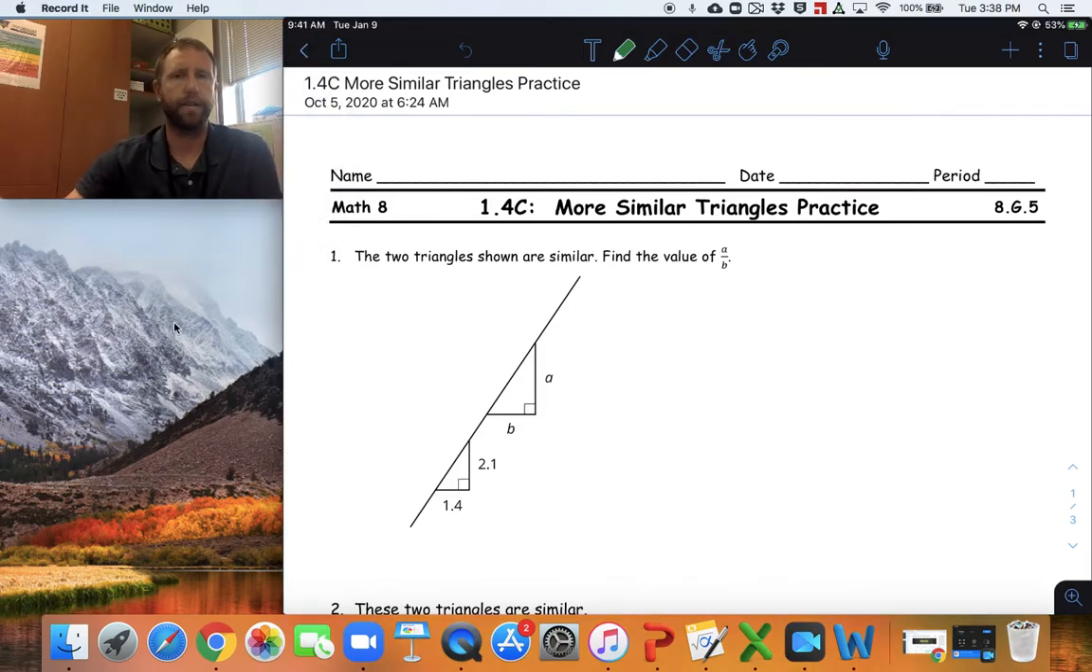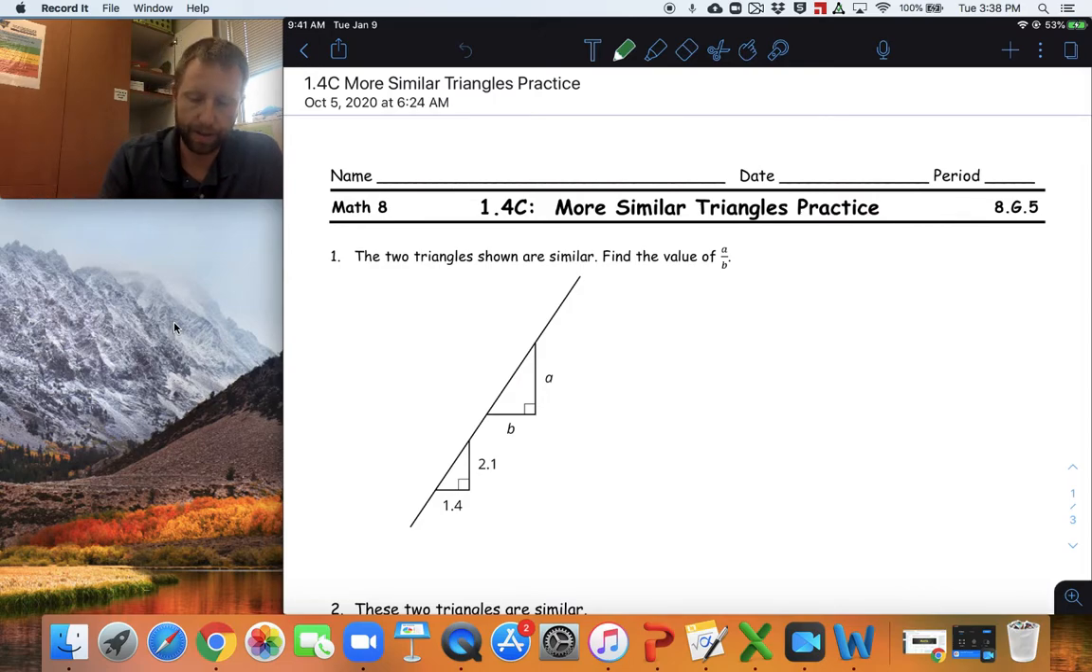All right, guys. So we are going to go over the answers for 1.4c, more similar triangles practice. So you can see here, it says for number one, the two triangles. Oh, and this is page 71 in your books. Okay. It says here for number one, the two triangles shown are similar. Find the value of a divided by b.